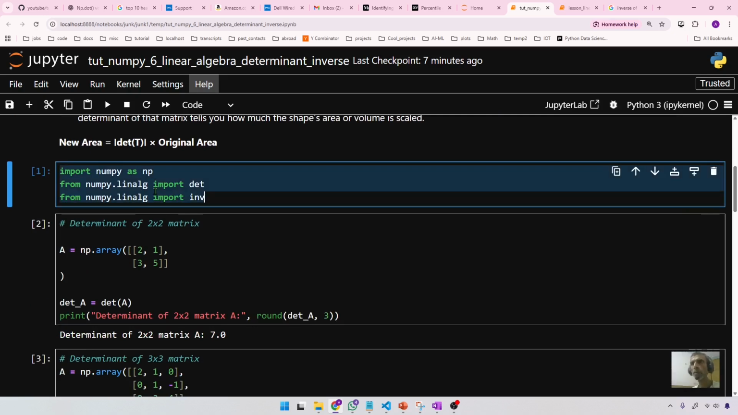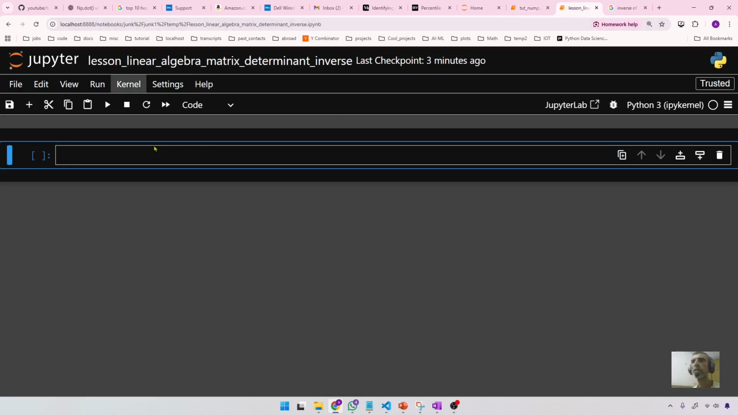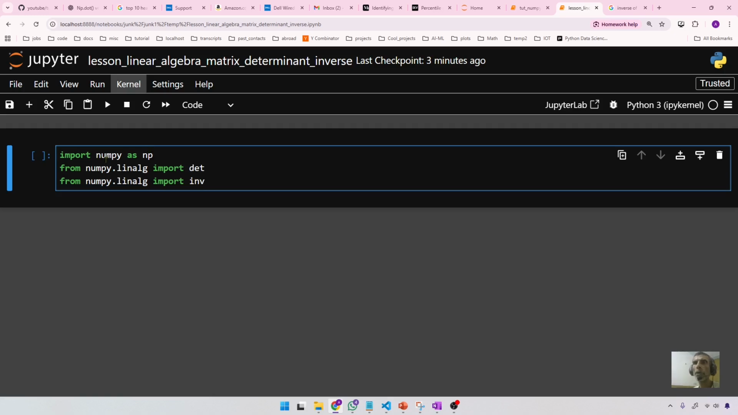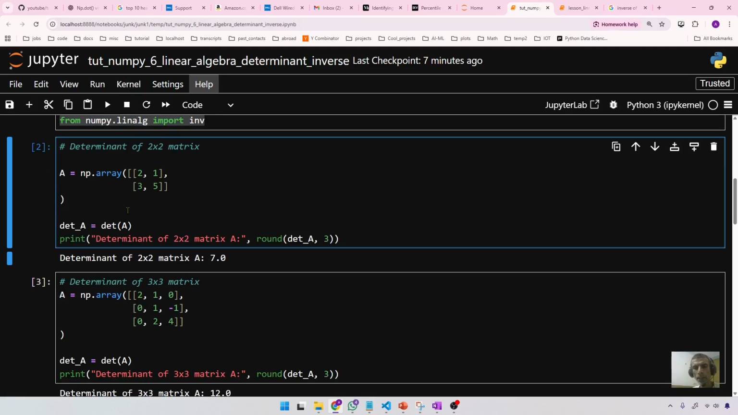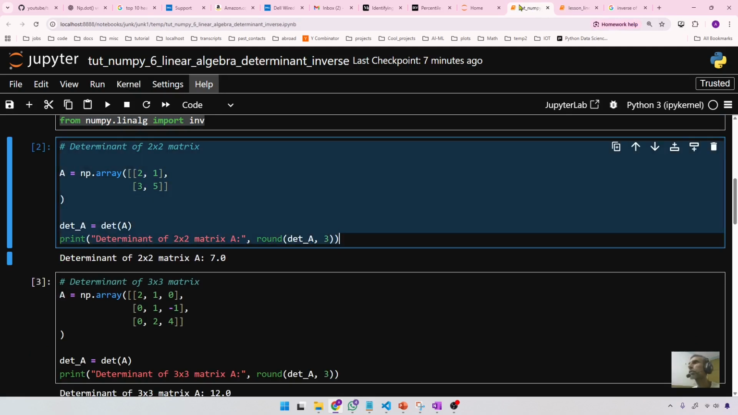First, you want to import your necessary libraries. These are the libraries I'm importing. I'm importing NumPy as np. I'm also importing from numpy.linalg, det and inv. det is short for determinant and inv is short for inverse. Okay, so let's calculate the determinant of a matrix.